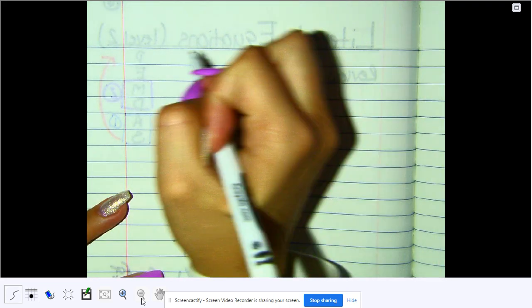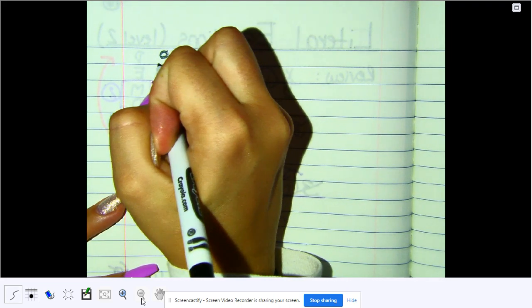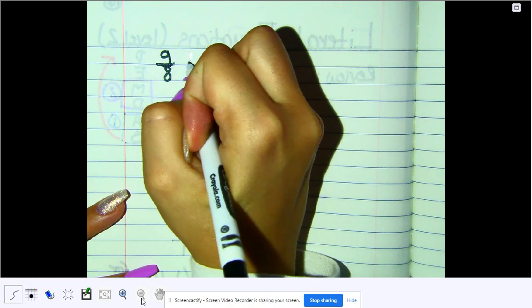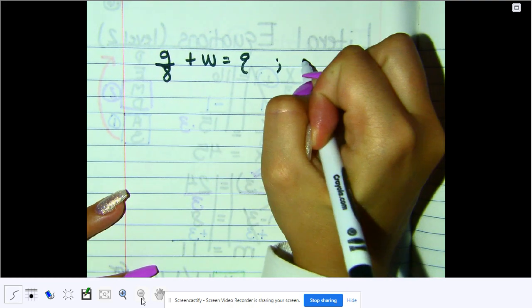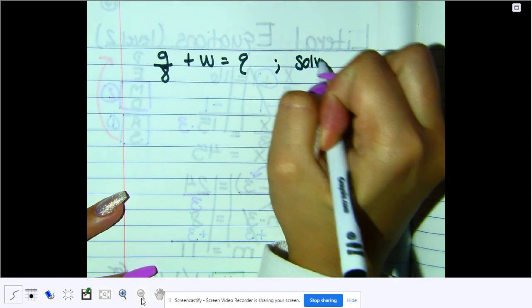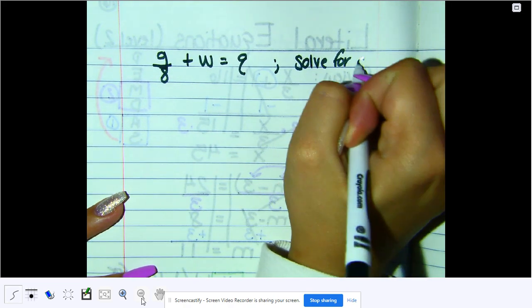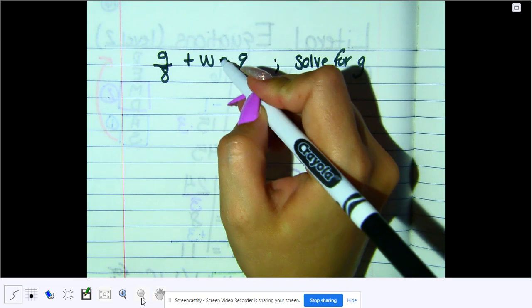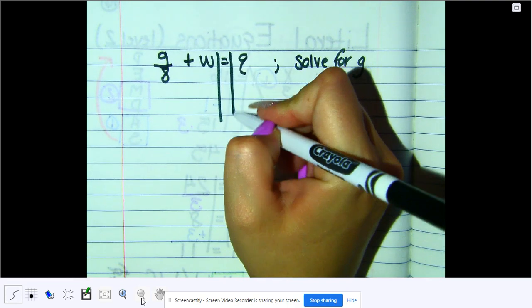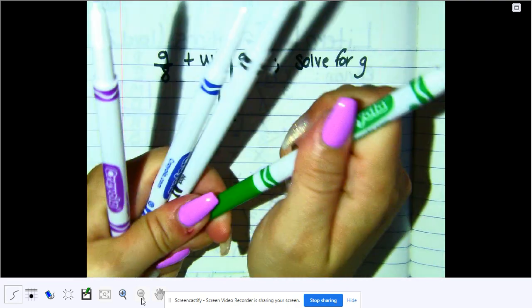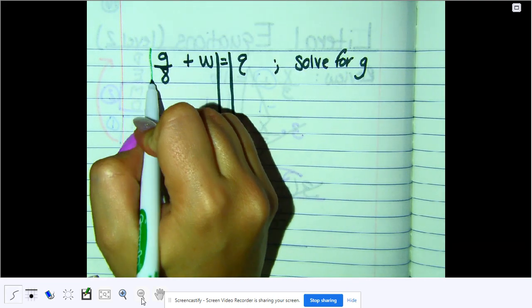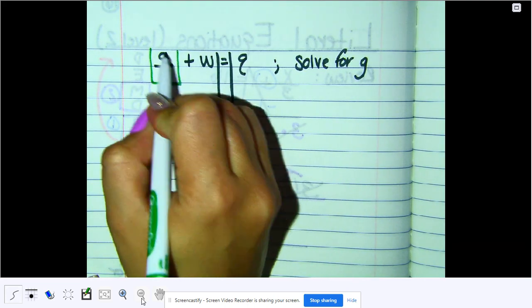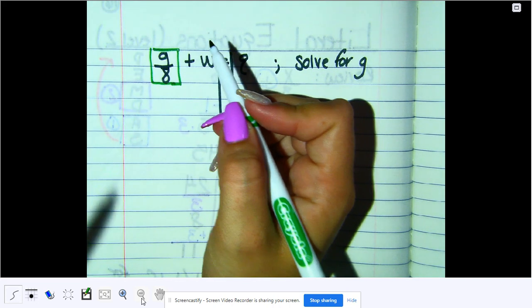Okay, little equation number 2: G divided by 8 plus W is equal to Q, and we're going to solve for G. Okay, so my barrier for my wall. I have what I'm solving for. I'm going to put that into a package, so I cannot touch any of this until I remove and undo or pull away the other pieces.